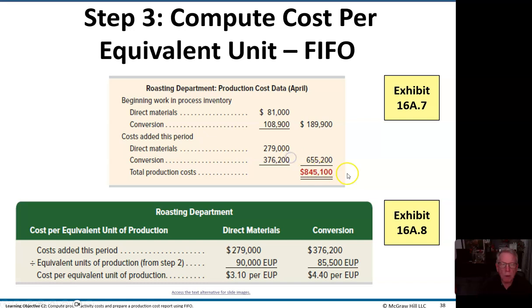Okay, so now if I put some numbers to it, we have the same dollars as we had before, 845,100. And so the cost that we add this period was $279,000 and $376,200. We'll divide those by the equivalent units of production that we just calculated, and that gives me $3.10 per equivalent unit of production for direct materials and $4.40 per equivalent unit of production for conversion costs.